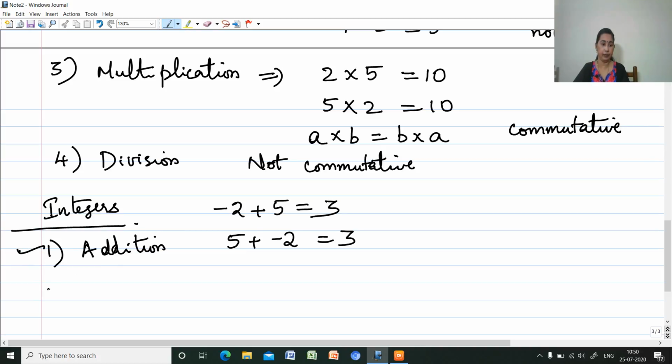Similarly, subtraction is not commutative. In whole numbers also, subtraction was not commutative, because if you are subtracting two integers, there will be a negative sign. That is, A minus B will not be the same as B minus A. That means in the case of subtraction, it is not commutative. Whereas in the case of multiplication and addition, it is always commutative.